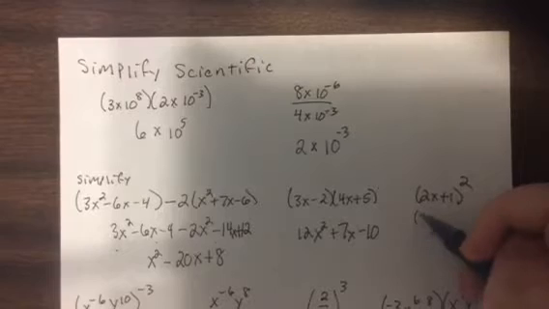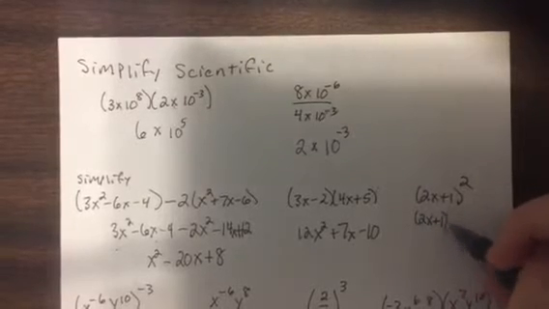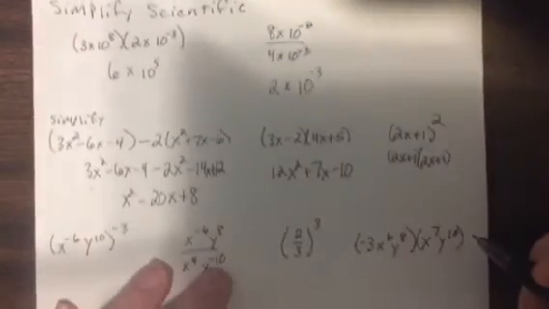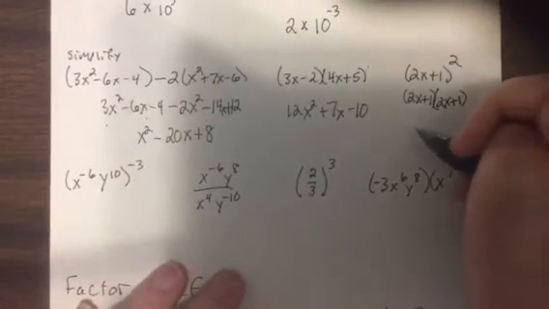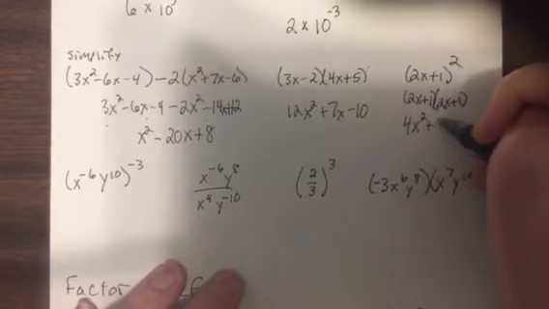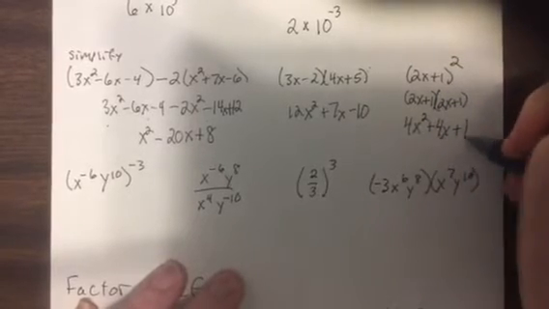So we gotta write it twice to make it nice. Yes. So, that would be 4x squared. 2x is 4x. Then 1 and 1 is 1.